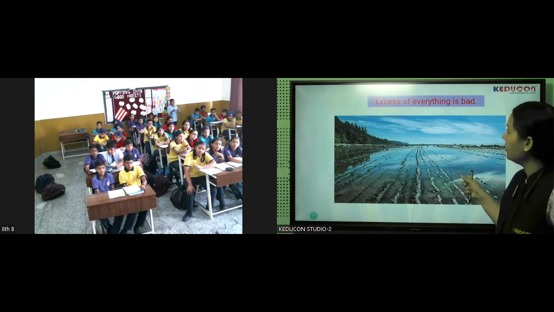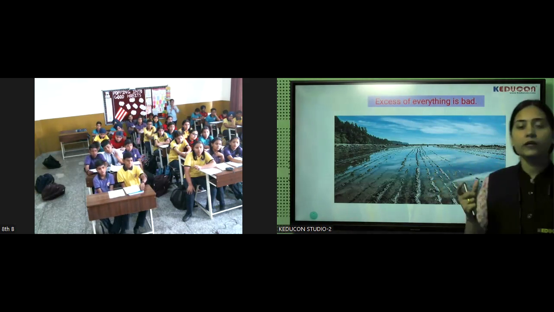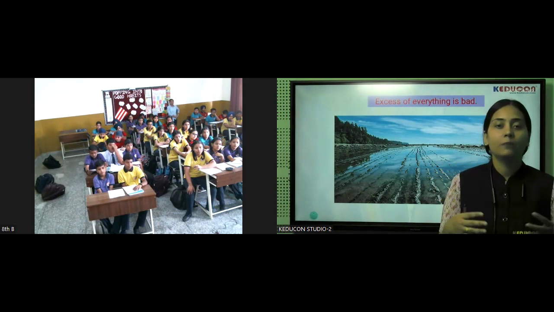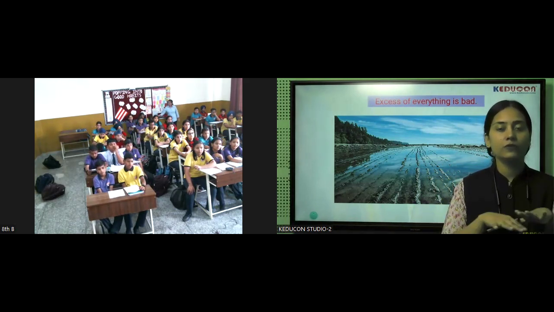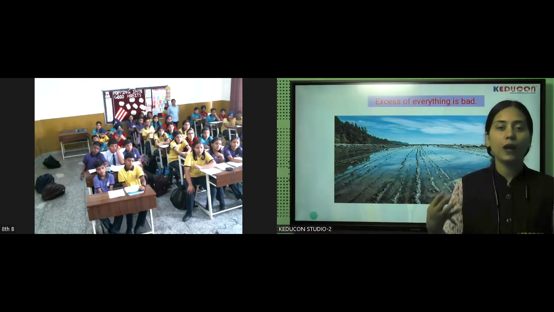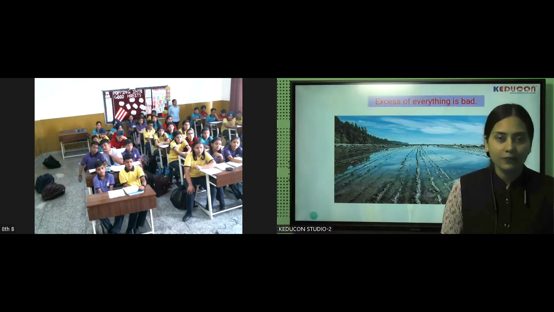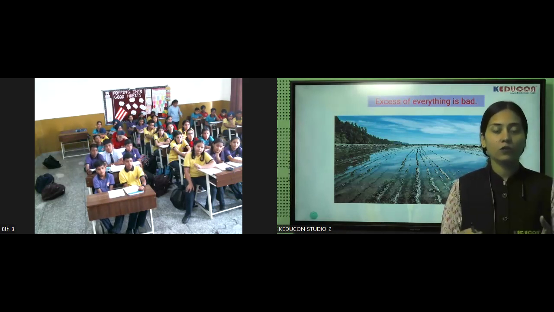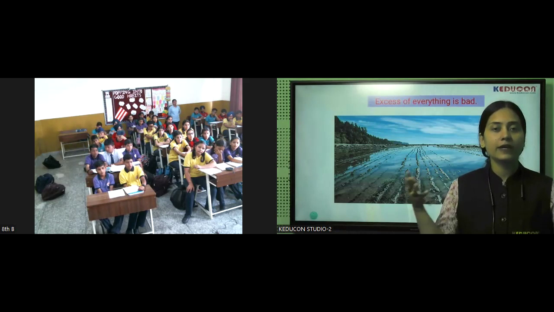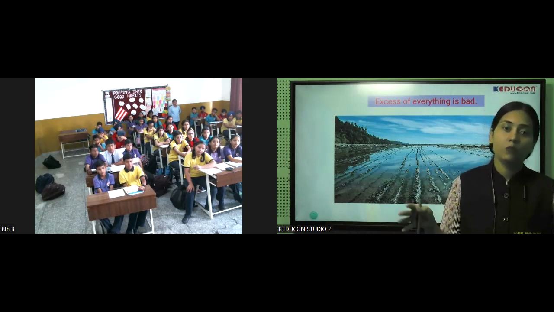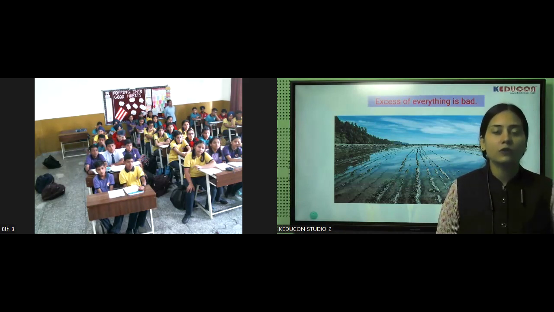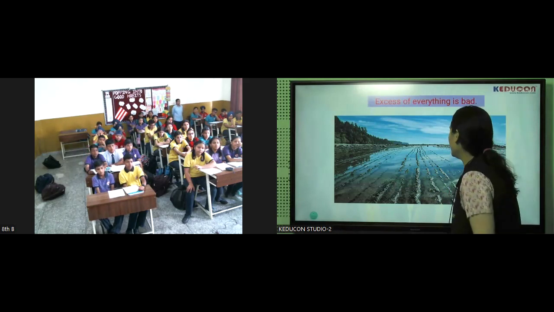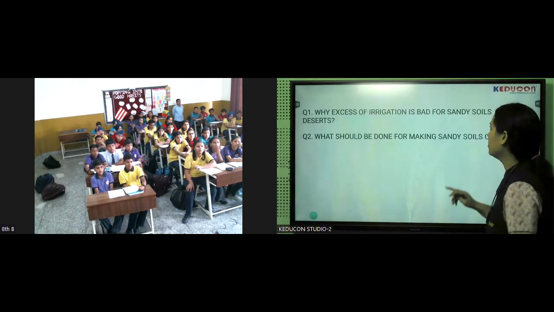Similarly, plants also need to breathe. They breathe through their roots also. Now, if we cover the soil with water, how do plants breathe? How do they get oxygen? They are not able to breathe. And also, more nutrients, like more salt, get accumulated, so it's hard for them to survive. So that's why excess water is also not needed.